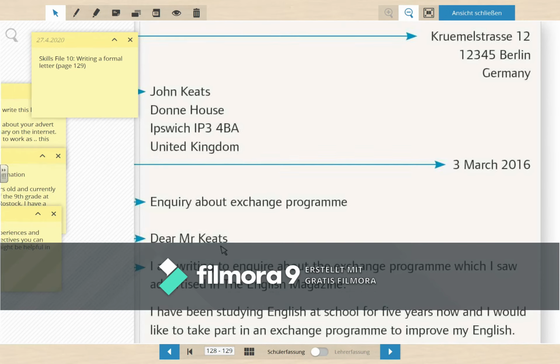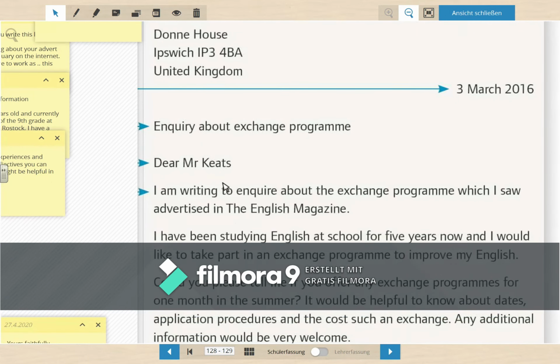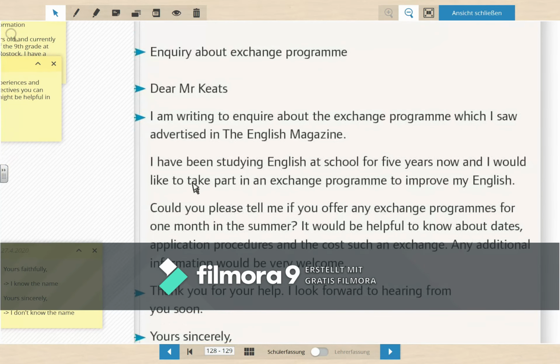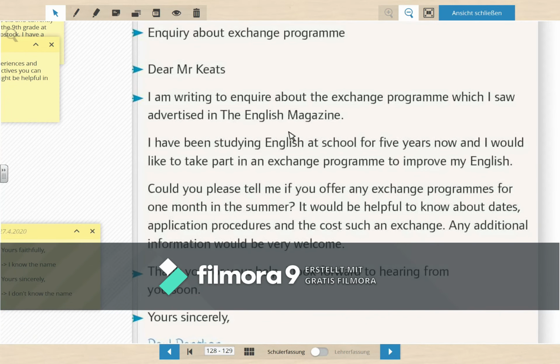So then the main part follows. I'm not going to read this out to you because I'm going to talk about the content in a minute. Having written the main part of your letter of application, you leave out 1 line again, and then the last sentence is a thank you sentence. Here it is: thank you for your help, or thank you for answering, thank you for your answer. I look forward to hearing from you soon.